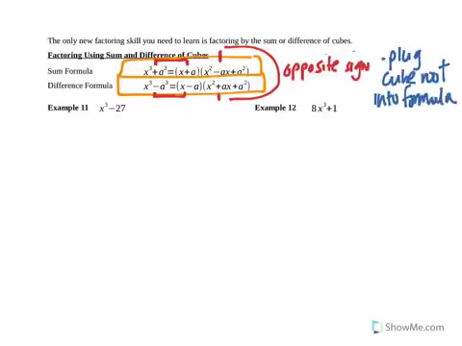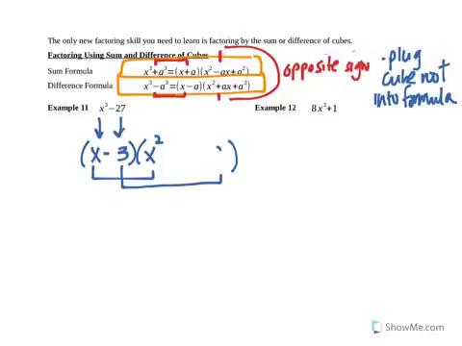So let's look at example 11. What's the cube root of x cubed? Okay, it's x. What's the cube root of 27? It's 3. When you're plugging into this equation, we're going to start by keeping the same sign. Okay, so far so good. Then we're going to take x and multiply him by x squared. That gives me x cubed. Right? And I'm going to take negative 3 and I'm going to multiply him by 3 squared or 9. That gives me negative 27.